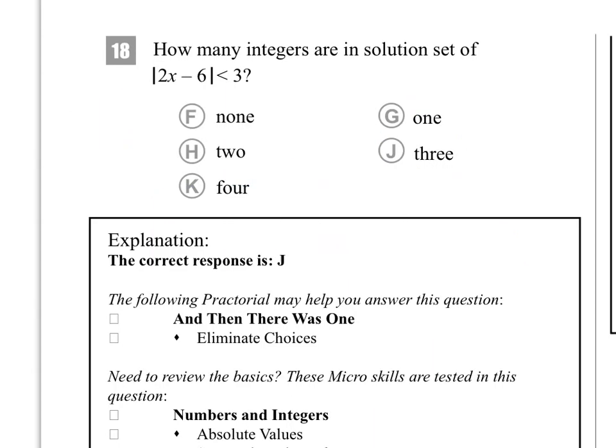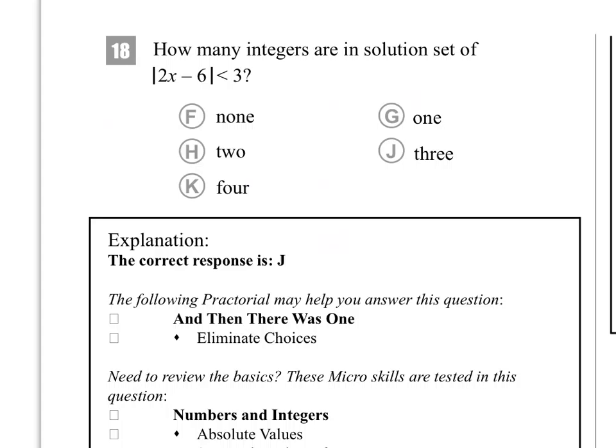Problem 18, how many integers are in the solution set of the absolute value of 2x minus 6, close that set, less than 3? Alright, well, how many integers are in there? So you're talking about -2, 1, and so forth and so on. Alright, well, there are 2 different ways you can do it. One, you can just think about it in your head and plug in as you go. Or you can solve it out.